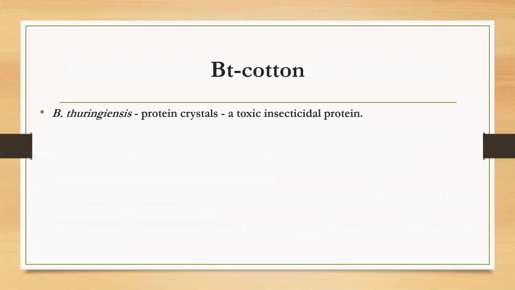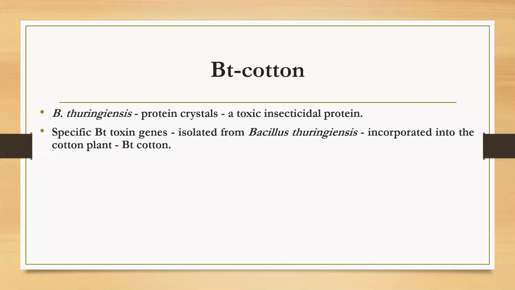But we should remember, there is no close contact between the insect and the bacteria. But the protein produced by this Bacillus thuringiensis bacteria is found toxic to the insects. So this is the principle behind the production of Bt cotton. The Bacillus thuringiensis consists of a gene that is called the cry gene. That cry gene or Bt toxin genes are isolated from them.